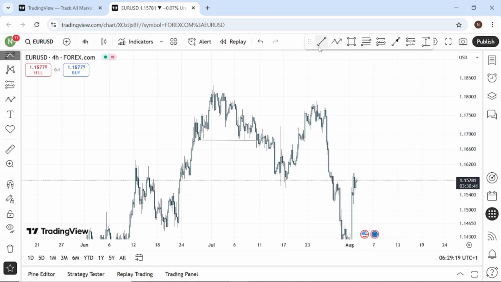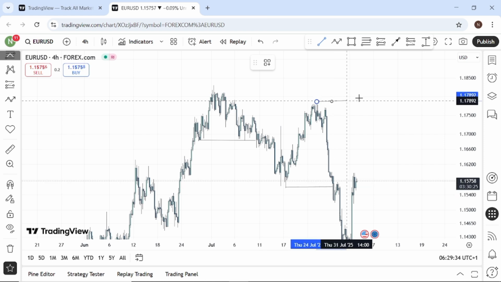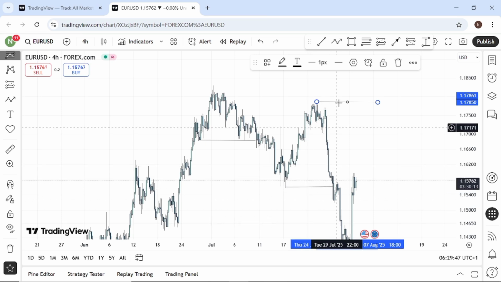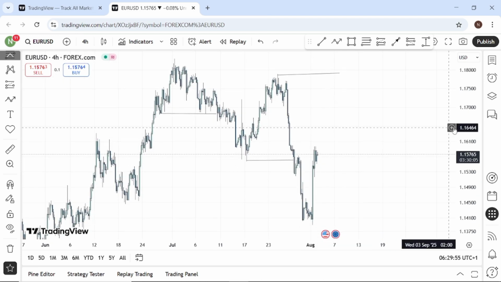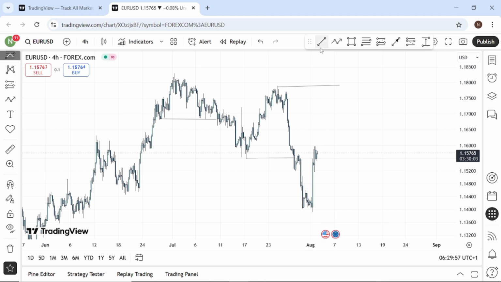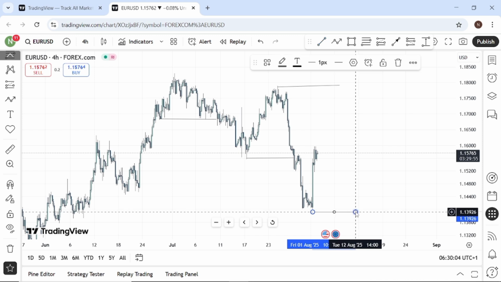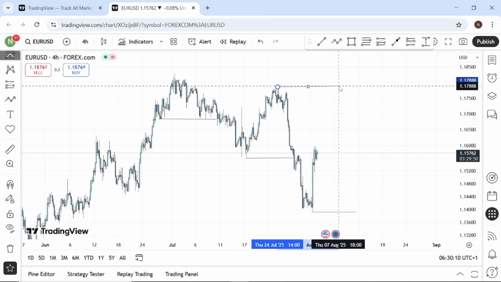Now when price broke this structure on the 4 hours time frame, this becomes our high. This is the move that caused this break of structure. This is where the move started from. Now this is our 4 hours high, and this is our 4 hours low. Our 4 hours low and our daily low, as of right now, is the same structure. Now this is our 4 hours low, and this is our 4 hours high.